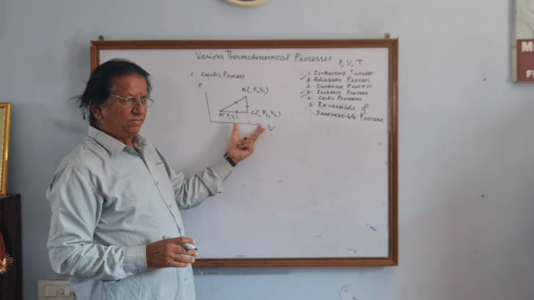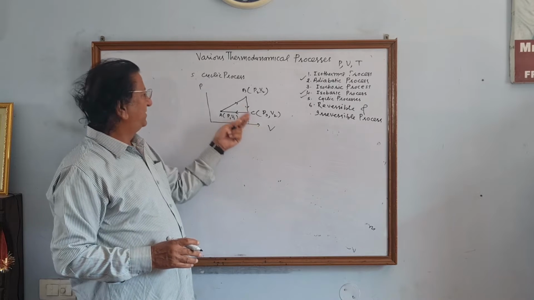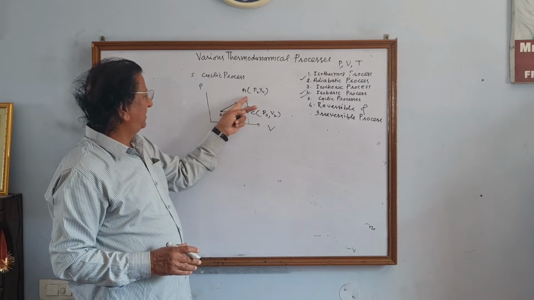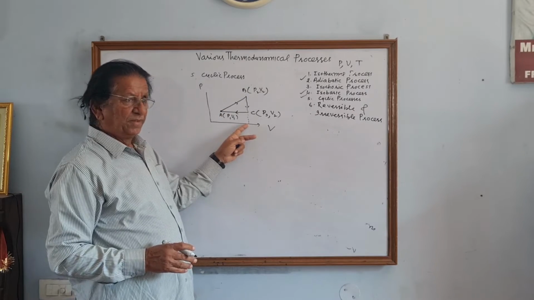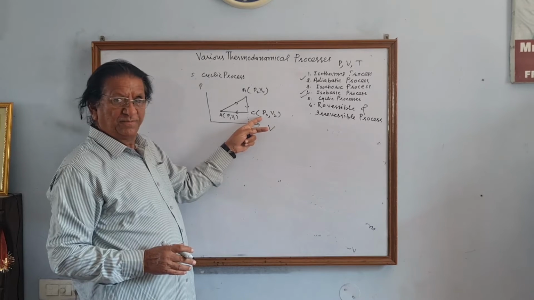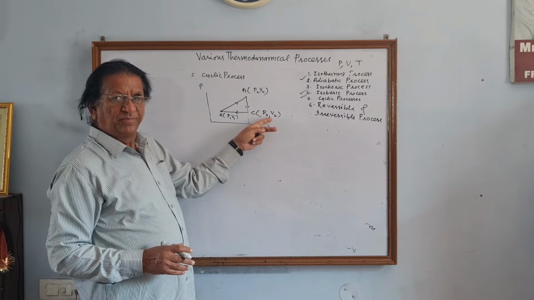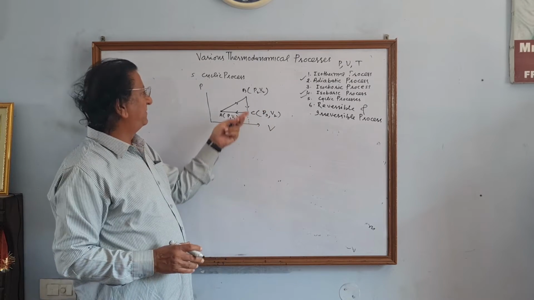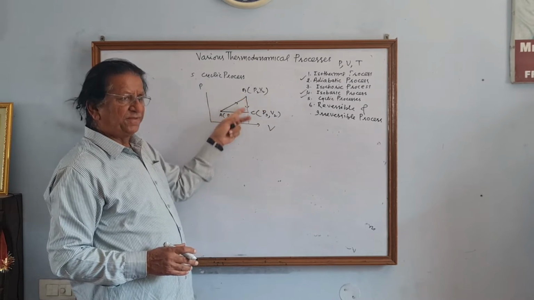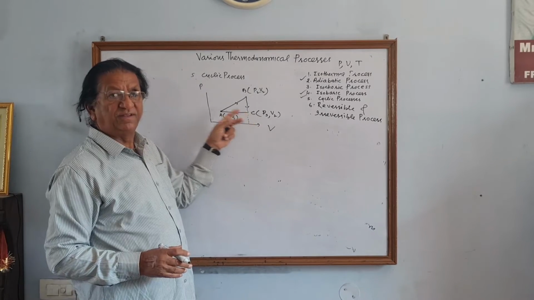Here the x-axis parameter is volume. So when the system is brought from B to C state, volume will be constant. The pressure will change from P3 to P2, but the volume will remain the same. Whatever volume corresponded to state B, the same volume corresponds to state C.